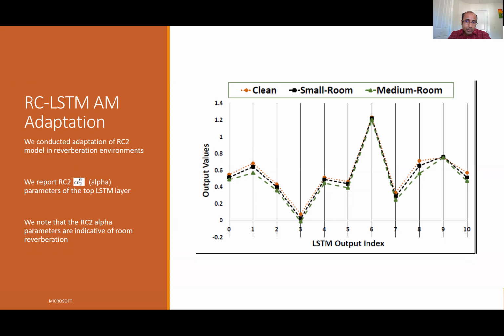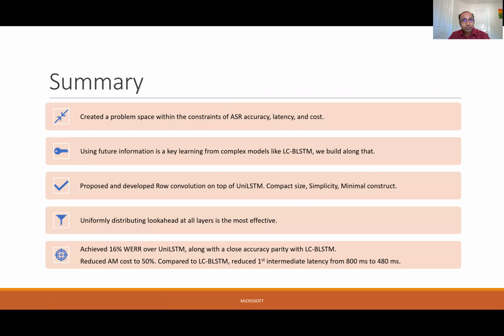What we note here is that there is a trend. That is, the alpha values are clearly distinguishable for clean, small, and medium rooms. In particular, these alpha values trend towards the lower side. And the implication is that the model parameters can be used to gauge or test the room reverberation by following adaptation and looking at the alpha parameters.